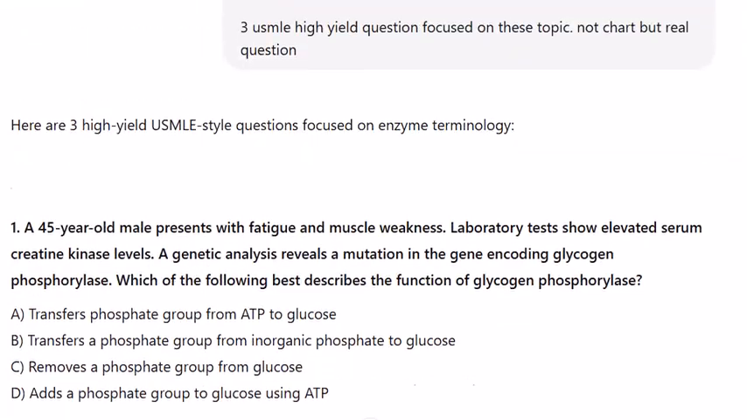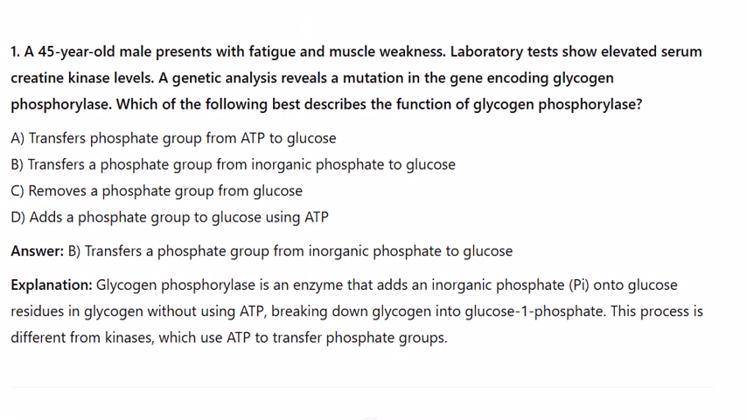Here are 3 high-yield USMLE-style questions focused on enzyme terminology. 1. A 45-year-old male presents with fatigue and muscle weakness. Laboratory tests show elevated serum creatine kinase levels. A genetic analysis reveals a mutation in the gene encoding glycogen phosphorylase.